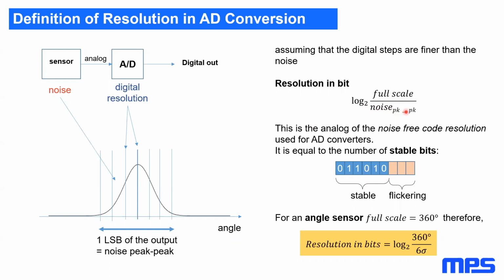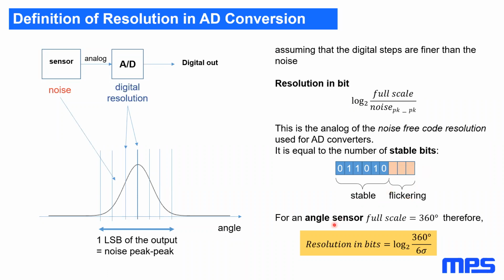This is the so-called noise-free code resolution for A to D converters, and it's equal to the number of stable bits. So again, here this shows, this is goofy, it shows a 9-bit word. Normally you'll see an 8 or a 16, but whatever. A 9-bit word, and I've got 3 flickering bits. That means I've got at least a 6-bit resolution. And then because these flickering bits are flickering in not a completely random way, it'll be a shaped way, it's going to be 6 point something bits of resolution.